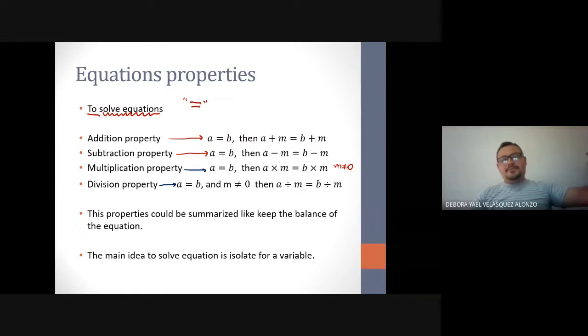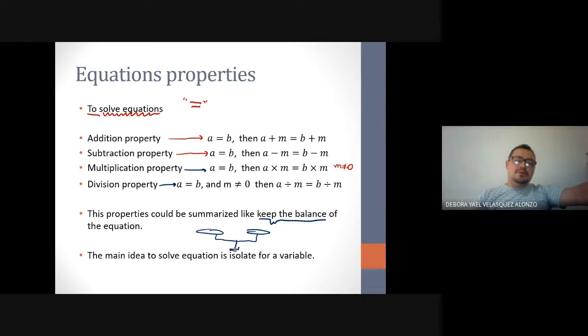Okay, so at the end, we can summarize all these properties. I mean, addition, subtraction, multiplication, and division just keep the balance of an equation. Essentially, when you work with a balance, and I think everybody here has seen a balance before, if you take out an amount from one side, you have to take the same amount from the other side to keep that balance working. So it's what we will use in order to solve equations.